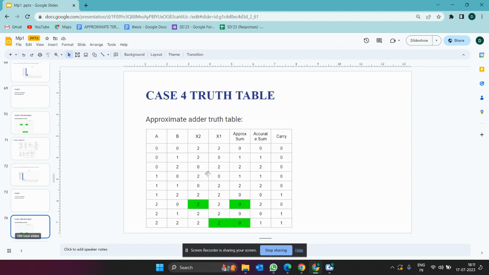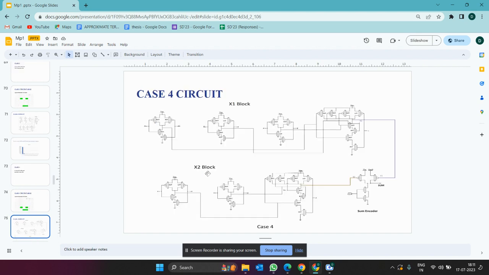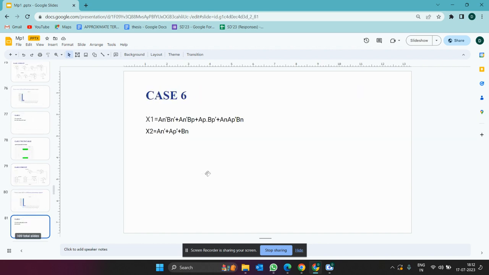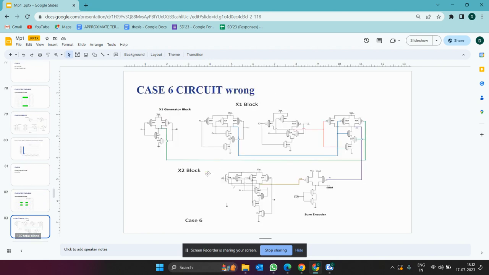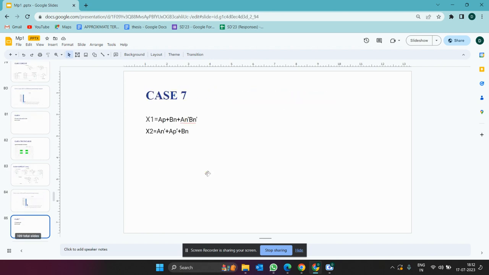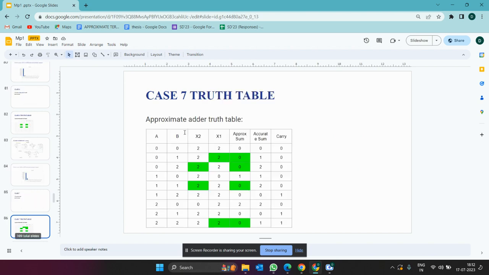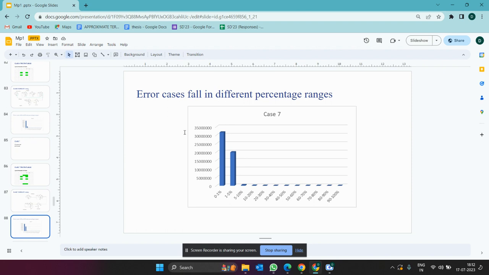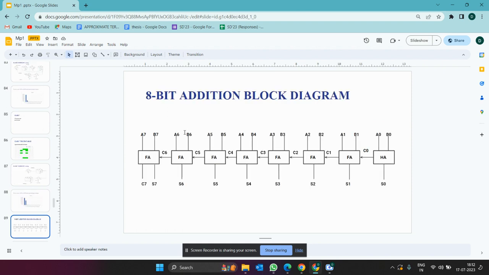And this is case 4. This is case 5. This is case 6. It is all in a similar manner. We have just changed the equations, and got these truth tables and the circuits, and this is the analysis.